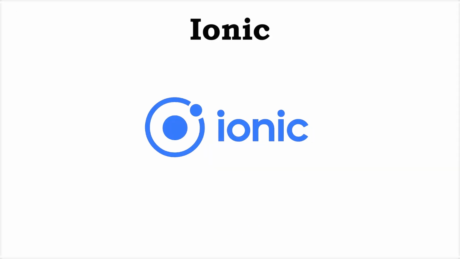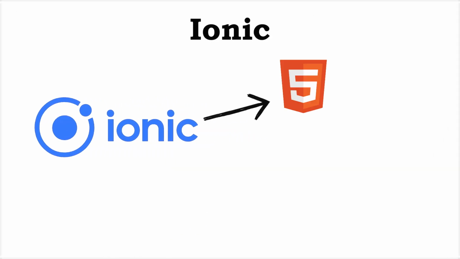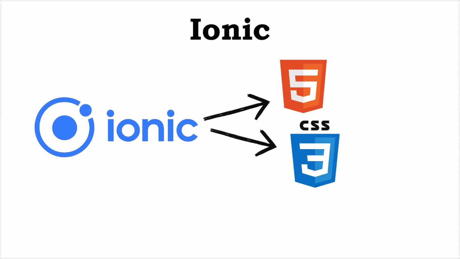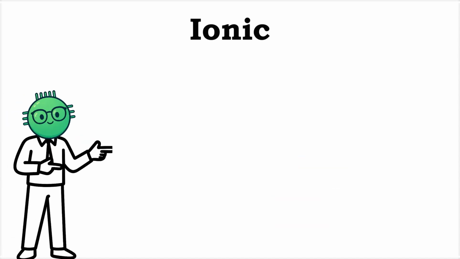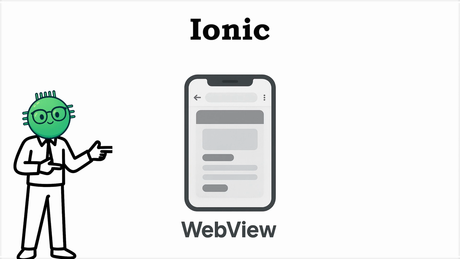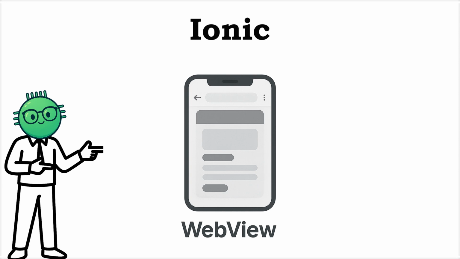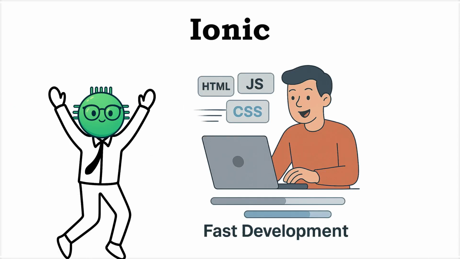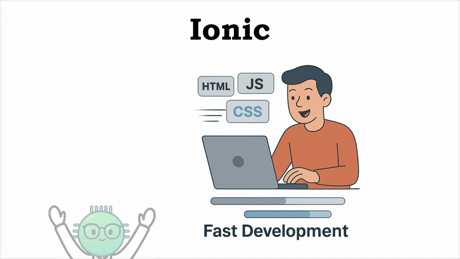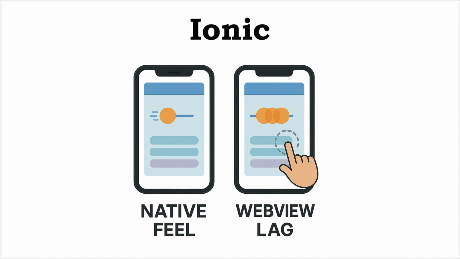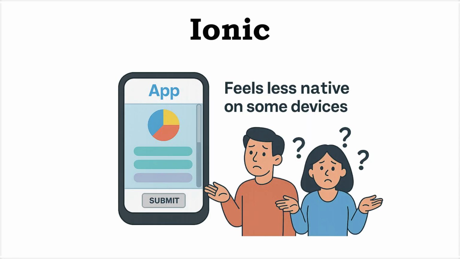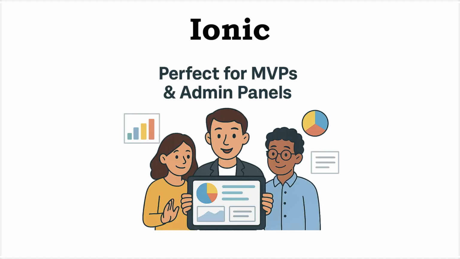Ionic. Ionic is built on web tech: HTML, CSS, and JavaScript. It wraps your app in a web view, so it's basically a website disguised as an app. That makes development super easy and fast, especially if you already know how to build websites, but performance is the trade-off. It can feel less native, especially with animations or heavy interactions. Still, for quick MVPs and dashboards, it's solid.